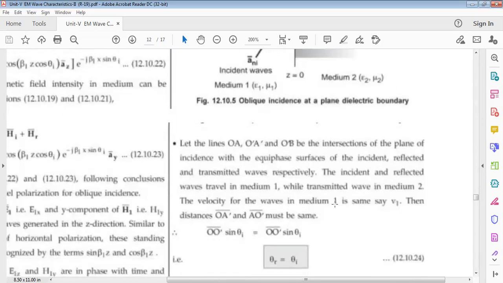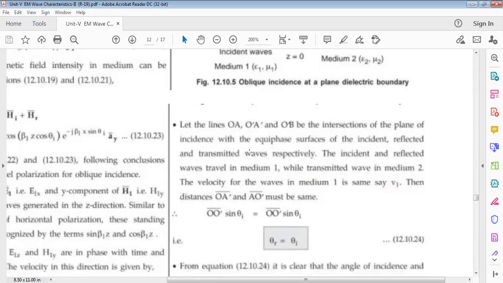The velocity of the waves in medium 1 is the same, say V1, and in medium 2 the velocity is also the same, so we say it is V2. Got it? That velocity gives O' sine theta i equal to O' sine theta r. The velocity of the waves in medium 1 is the same, say V1.